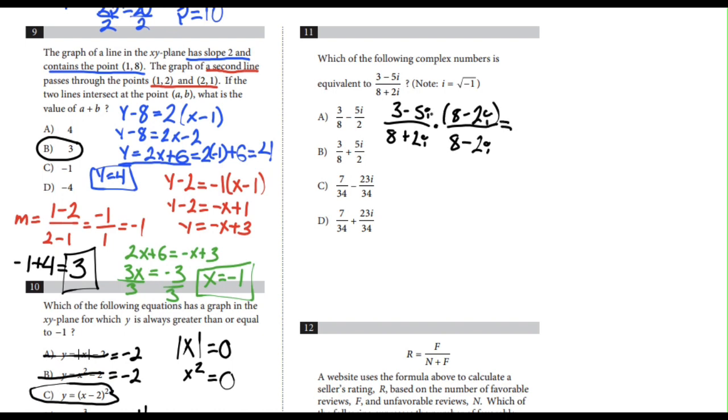On top, we can FOIL the two binomials. 3 times 8 is 24. 3 times negative 2i is negative 6i.